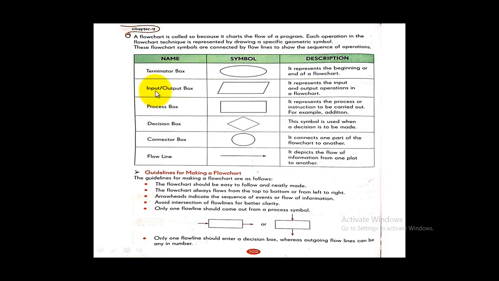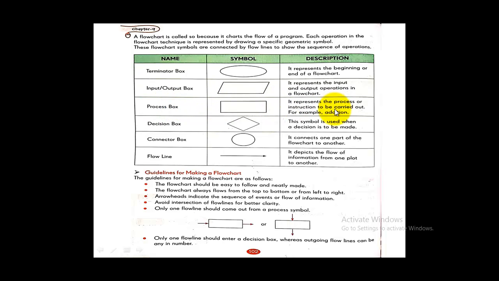Then what is this input and output box? It represents the input and output operations in a flowchart. This is a parallelogram. Then the process box, the process. This is a rectangle.